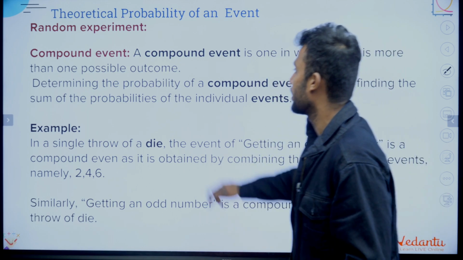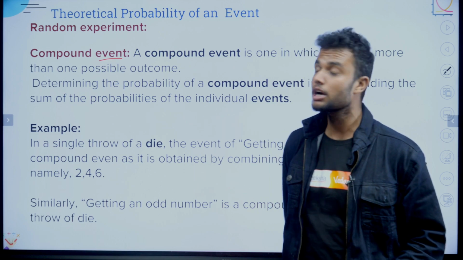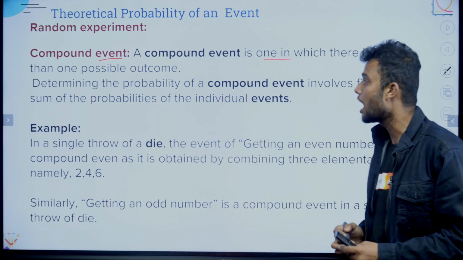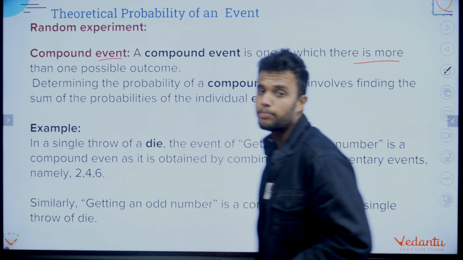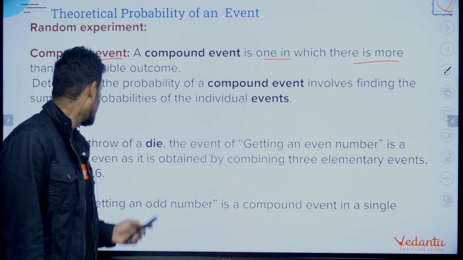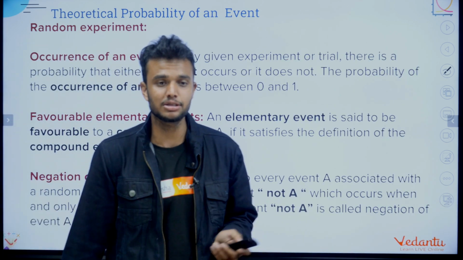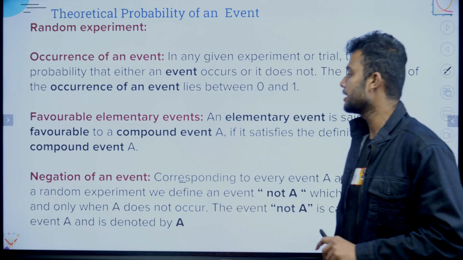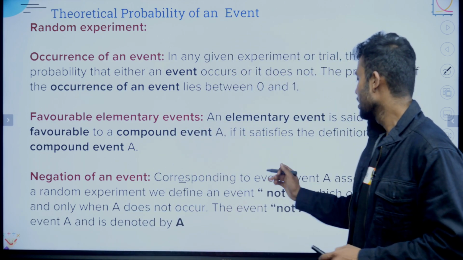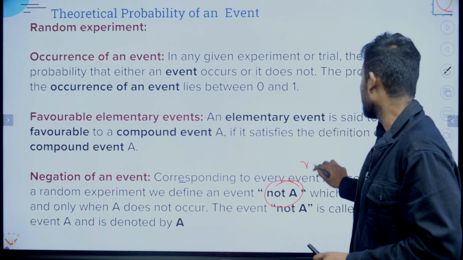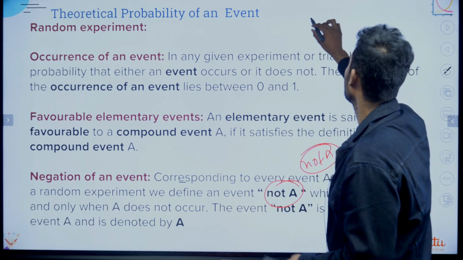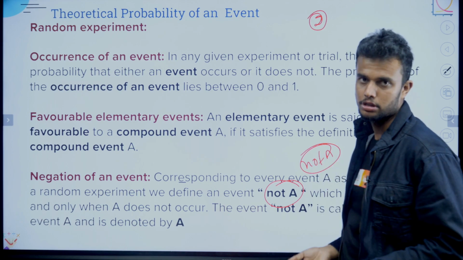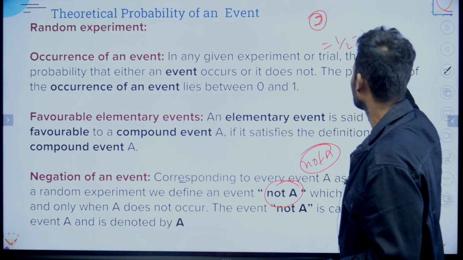In random experiment, we have compound event. Very important. What is compound event? A compound event is one which has more than one possible outcome. It is called compound event. Students, elementary events are there. Negation of an event. It is easy. Negation is nothing but not A. For example, if we have totally 2 possible events, then 1 minus the probability of one event is the other.